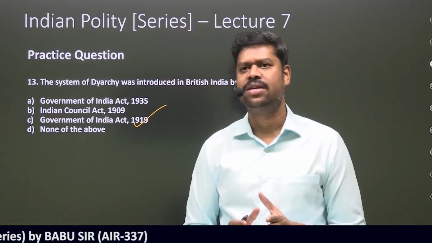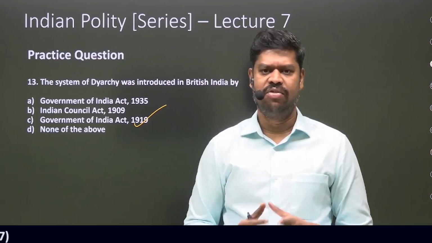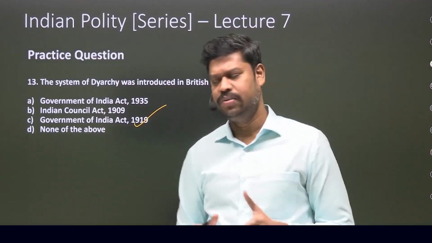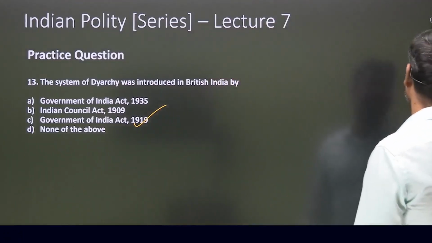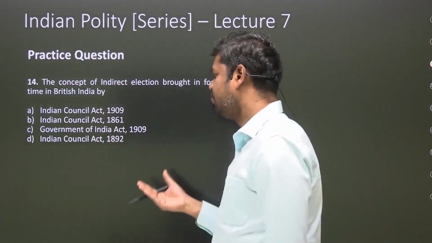But we said that ultimately the system was a failure. So in the Government of India Act 1935, this diarchy was done away with. Okay. So just try to recollect whatever you have learned. Come to the next thing, that is question number 14.